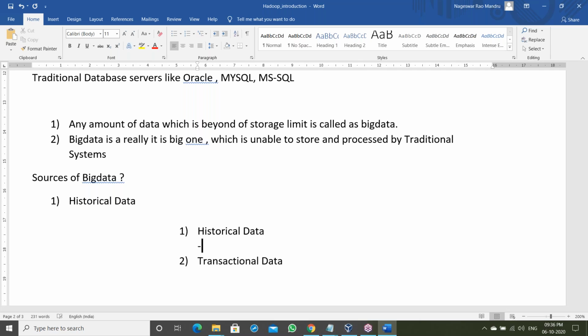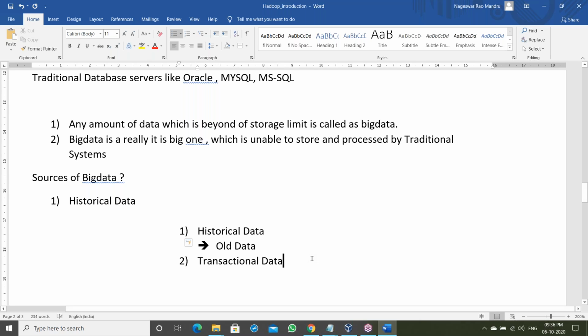Historical data means it's old data. Maybe last 1 year, last 2 years, last 3 years, last 5 years. All the old data comes under historical data. So once the financial year is closed, the data comes under historical data. That historical data may be 1 year, 2 years, 3 years, 4, 5, or 10 years of data. That is called big data.